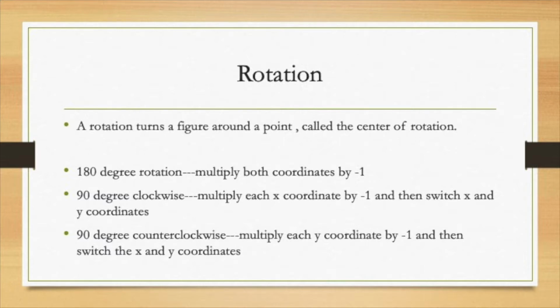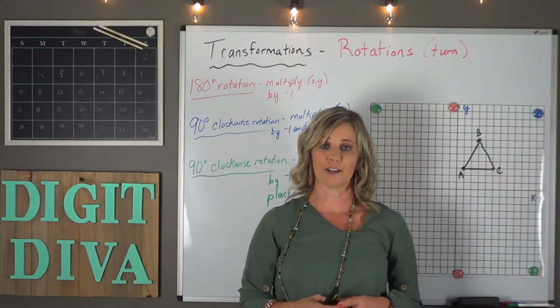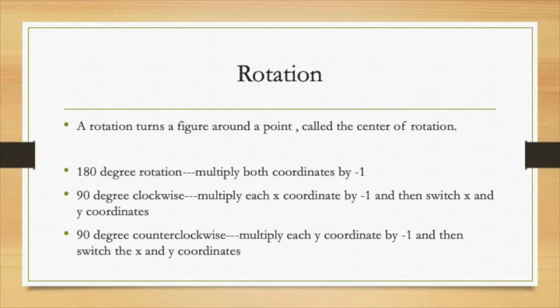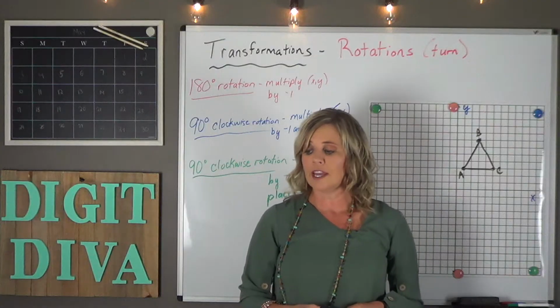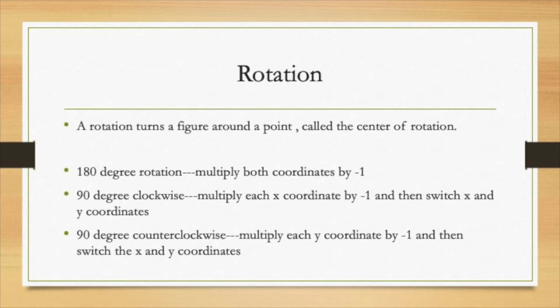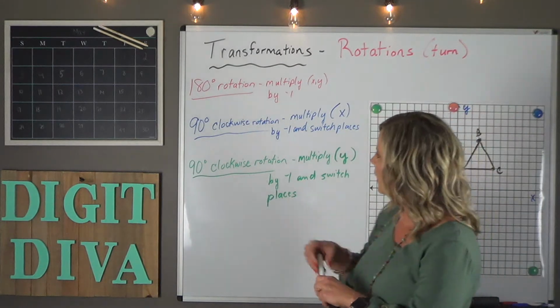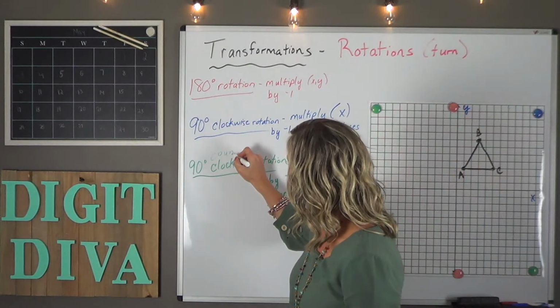You can have a 180-degree rotation, and the rule for that is to simply multiply both coordinates by -1. We are going to practice a 90-degree clockwise rotation, and the rule for that is to multiply each x coordinate by -1 and then switch your x and y coordinates. The last type is a 90-degree counterclockwise rotation, where you multiply each y coordinate by -1 and then switch places. So let's go ahead and begin.